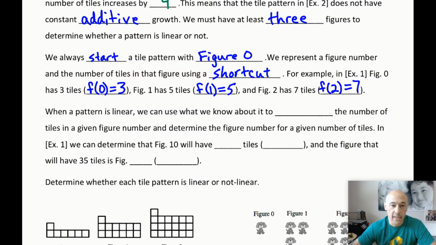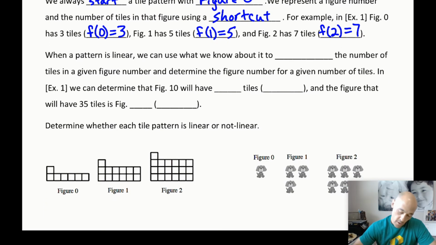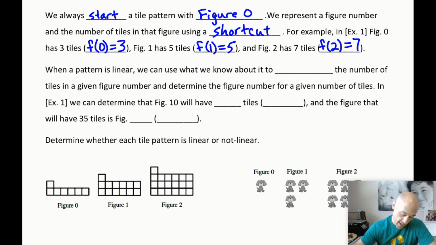When a pattern is linear, we can use what we know about it to determine the number of tiles in a given figure number and determine the figure number for a given number of tiles. In example 1, we can determine that figure 10 will have blank tiles.